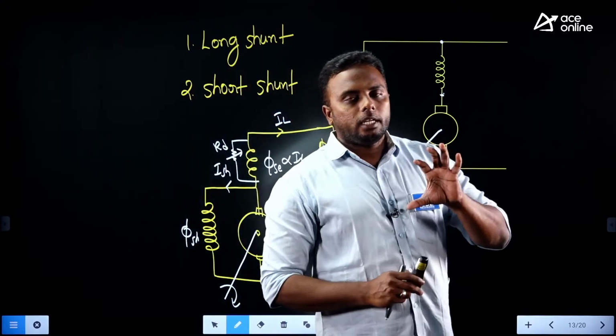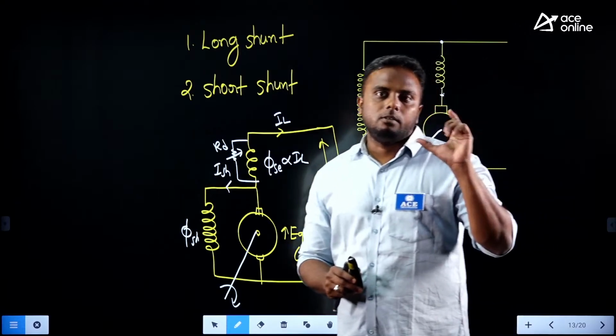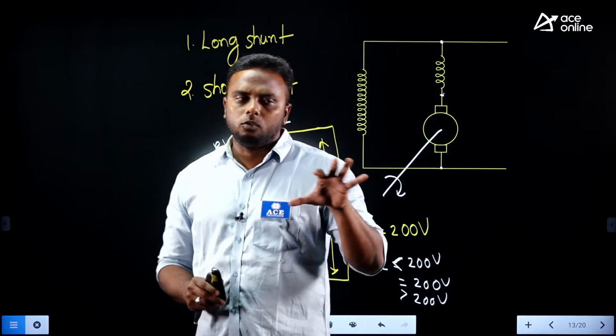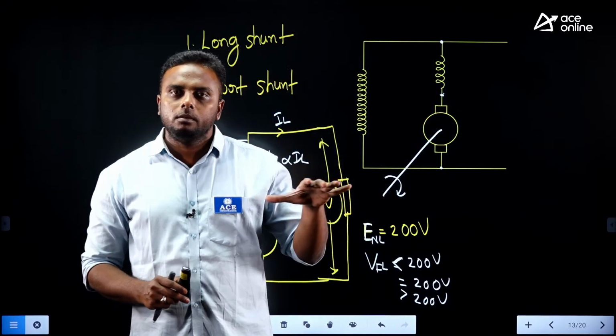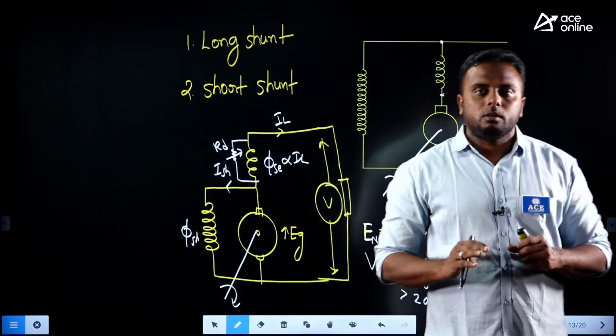Again in cumulative we can achieve three types, over, flat, under, by adjusting the diverter across the series field such that no load voltage and full load voltage will change. Based on that we have three types. So this is about the types of DC machines.